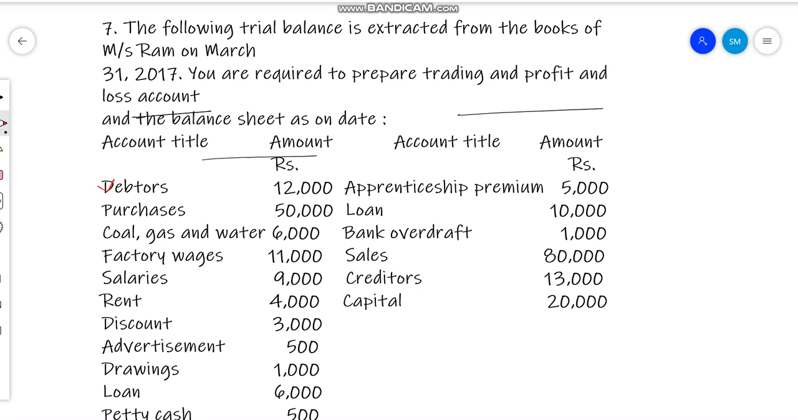So here we will see what the question has asked. The question says the following trial balance is extracted from the books of Messrs. Ram on March 31st, 2017. They require you to prepare what? Trading and profit and loss account and balance sheet as on that date.